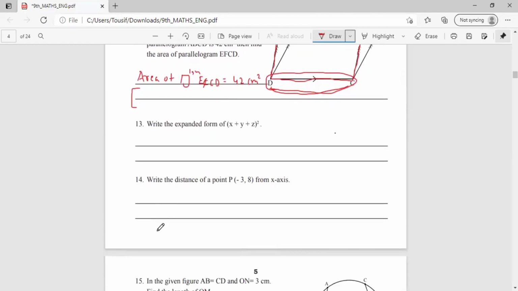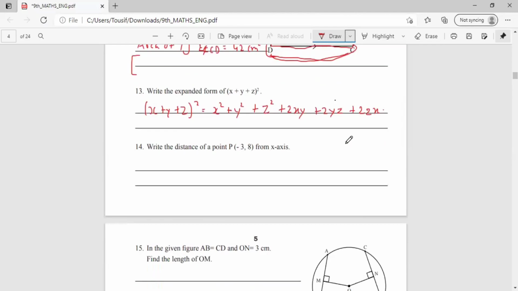That's very simple. It is from the polynomial chapter. Expand (x + y + z) whole square. We have a formula for that: (x + y + z)² = x² + y² + z² + 2xy + 2yz + 2zx. That is the formula for the 13th one.